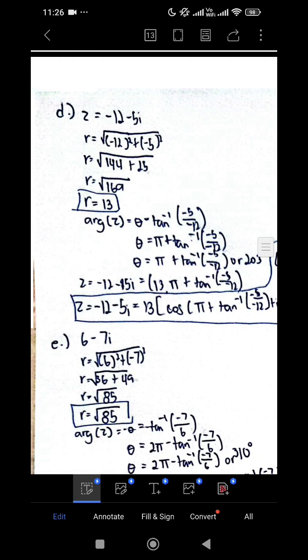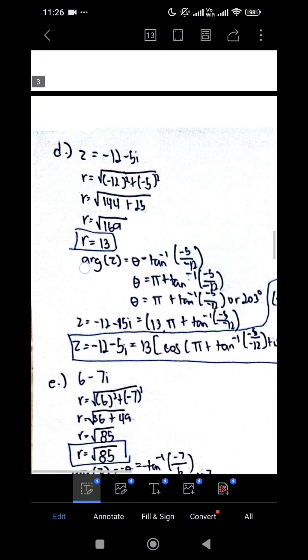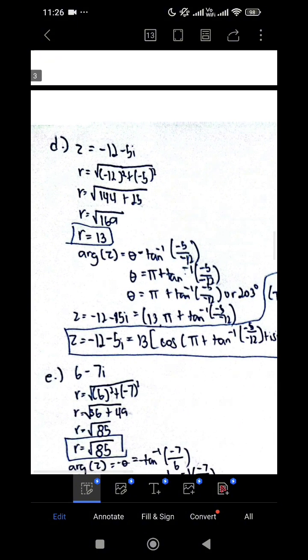Then letter D, it's going to be a little bit different because it's not on fractions. So z is equal to negative 12 minus 5i. Substituting, negative 12 squared plus 5 squared, we will get 144 plus 25. Then r is equal to 169 if we add, and the square root of 169 is 13.